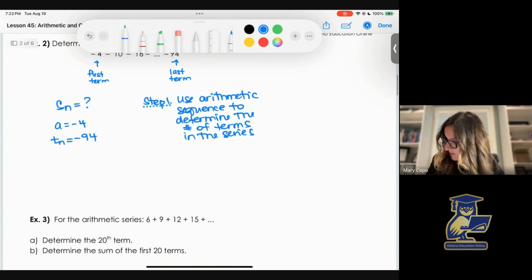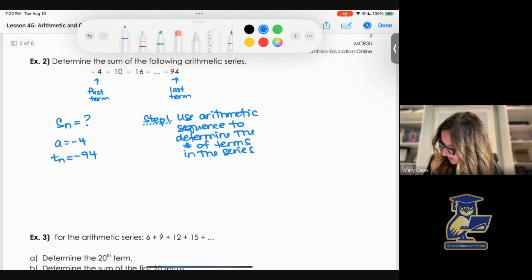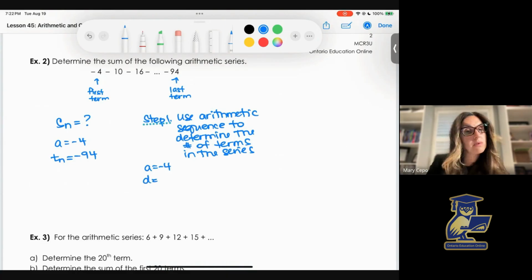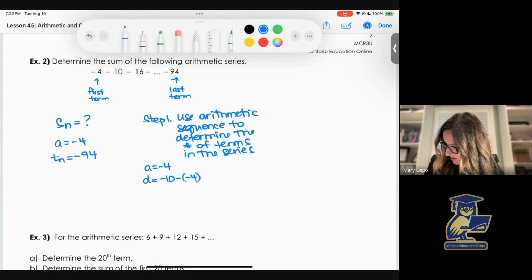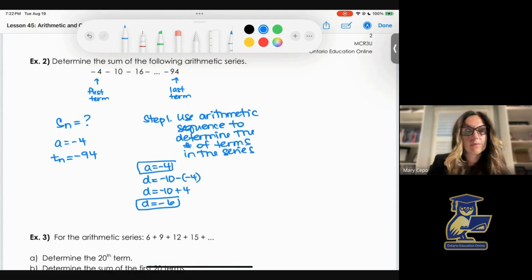So we know a is my first term, and we know that there's a common difference. The common difference would be -10 minus -4. So the common difference would be -10 plus 4. So the common difference is -6. So you're subtracting 6 to get from one term to the other.